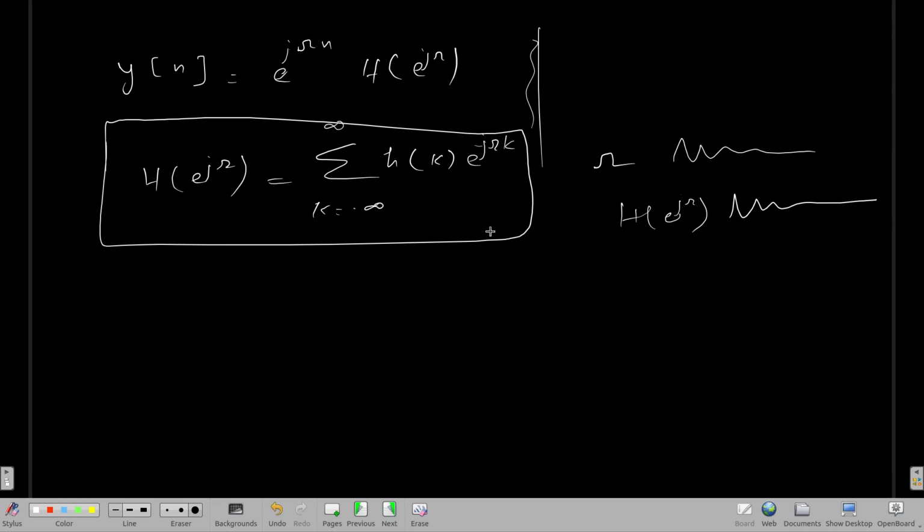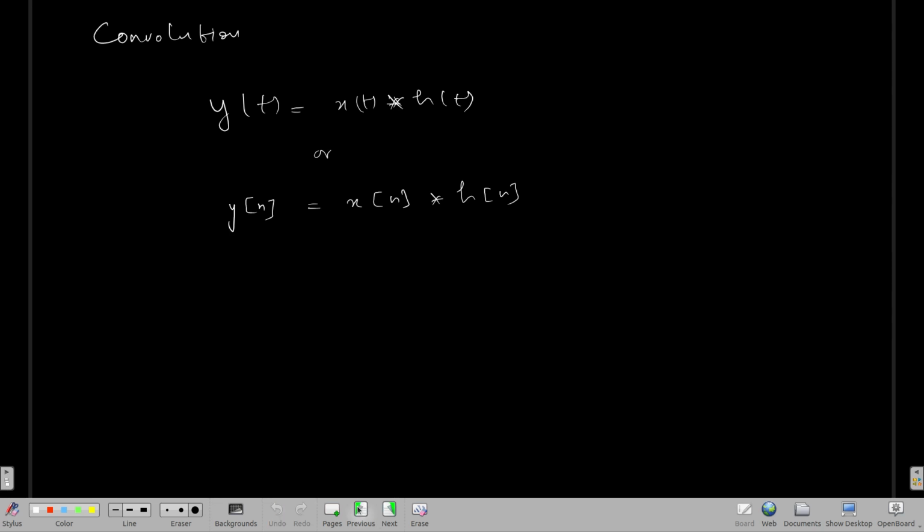This is a function now, and because H of e to the power of j omega varies depending on omega, we are going to call this the frequency response of a discrete time system, right? Now we have got the frequency response of a discrete time system.